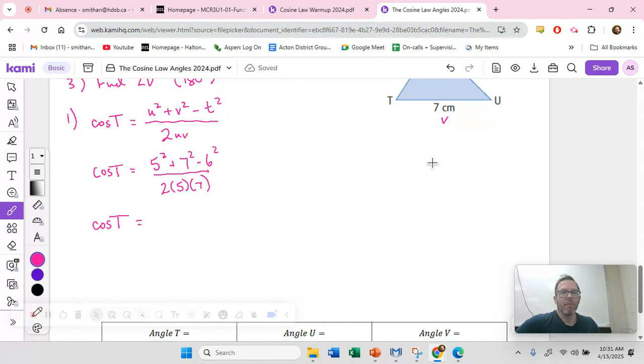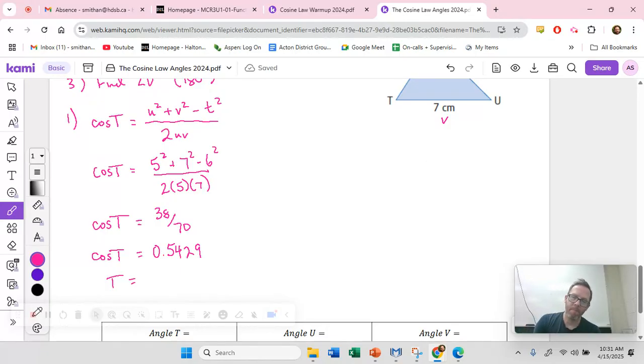How are the mental math skills today? The top would be 38. The bottom would be 70. Yep. Which as a decimal, 0.5429, which gives us an angle for T.